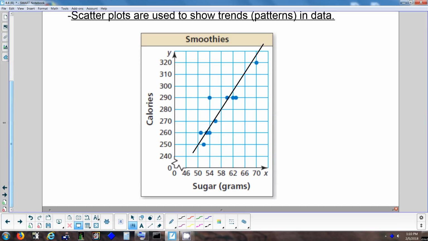Like you said, you might have one that's kind of like that one on 290. It might be a little bit off, but the majority of them are kind of in a pattern. What you want to be able to do is describe that pattern to someone. So if you asked me to describe this, I would say that from this data, it looks like the more sugar you put in the smoothie, the more calories it's going to have. That's how you would describe the pattern. The more sugar you put in, the more calories are in the smoothie. That's what I would say.